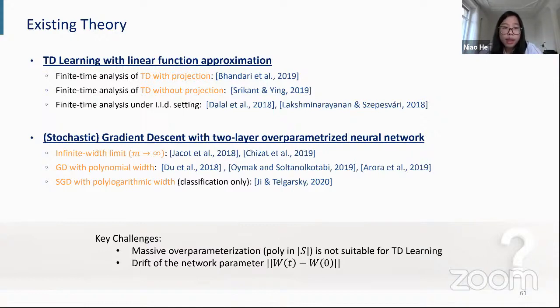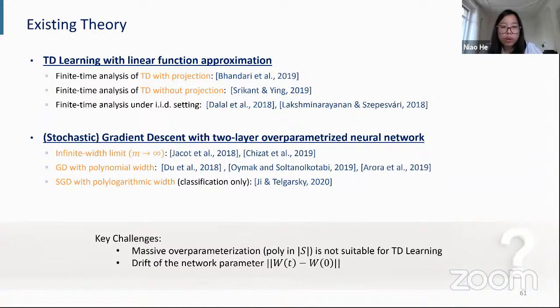And secondly, in many of these regression and classification problems, people were able to show that if you initialize your neural network as we discussed earlier, and the network size m is sufficiently large, then your estimator does not drift too far away from your initial weight W.